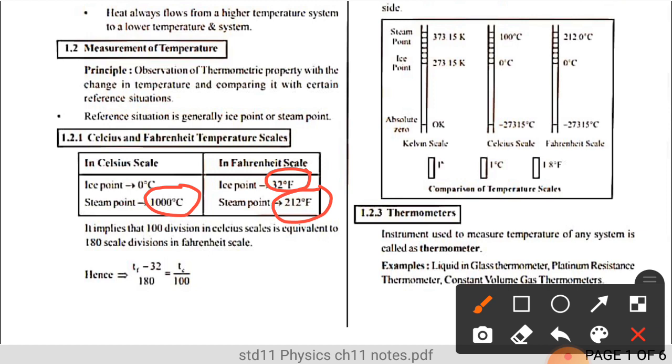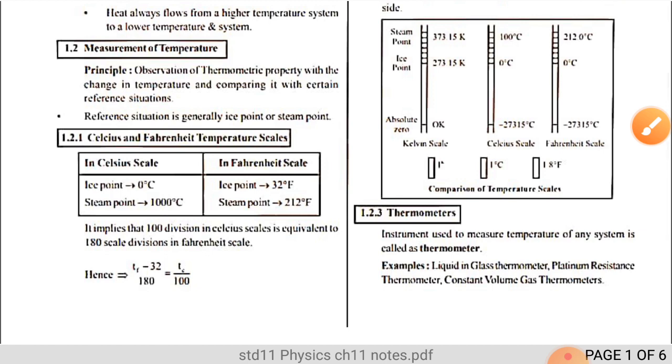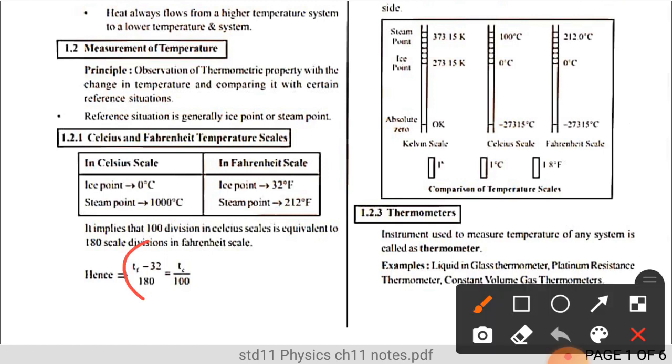So here we can convert the Celsius scale to the Fahrenheit scale. For that conversion, we have one equation, TF minus 32. Why and how does this formula come about? Why minus 32? Because in the Fahrenheit scale, the scaling starts from 32, so we have to write 32, right? And you can see from these digits that 212 minus 32 is 180. So that is the difference between the two fixed points on the Fahrenheit scale.